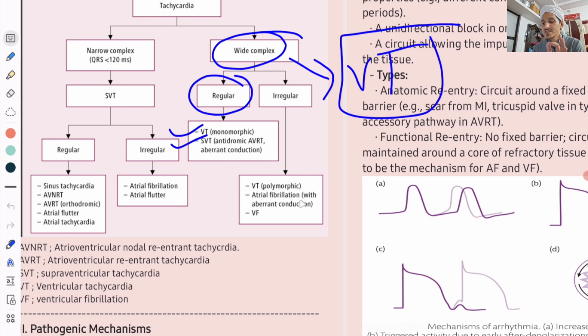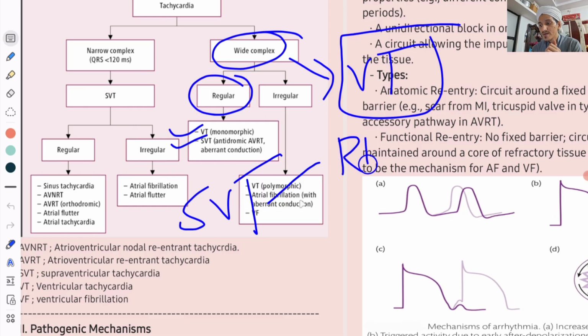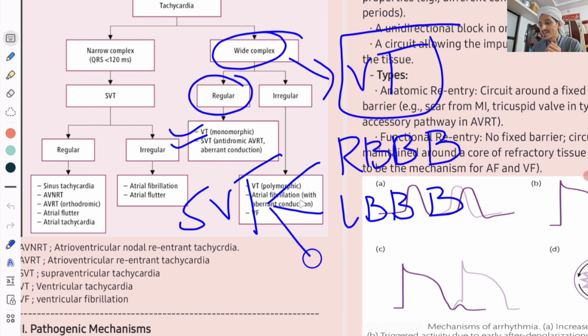What is SVT with aberrancy? SVT with aberrancy is nothing but supraventricular tachycardia only, but instead of producing a narrow complex, it is producing a wide complex, which should not happen. But why is it producing a wide complex? Because of aberrancy. What is that aberrancy? Either a right bundle branch block, or a left bundle branch block, or an accessory pathway.